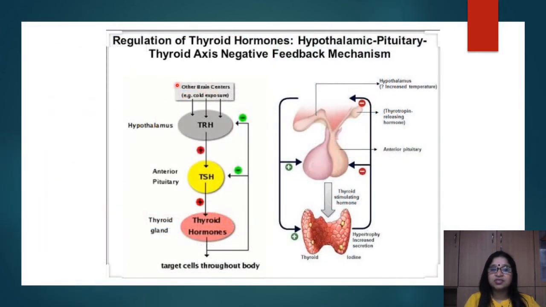Similarly, you can see any stimulus will immediately stimulate the hypothalamus to release TRH, which will act on the anterior pituitary to release TSH, which stimulates the thyroid to release thyroid hormones, which will act on the target cells. When it is more, it will again re-stimulate the hypothalamus and the anterior lobe of the pituitary to stop the secretion of TRH and TSH. This is entirely a negative feedback mechanism.